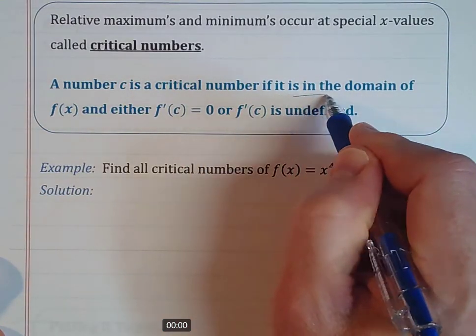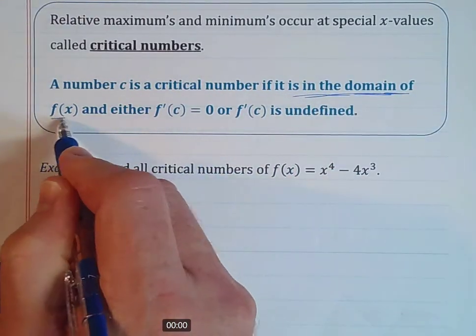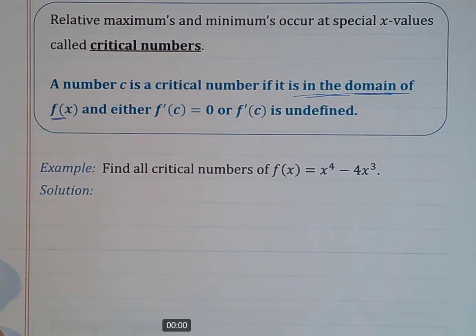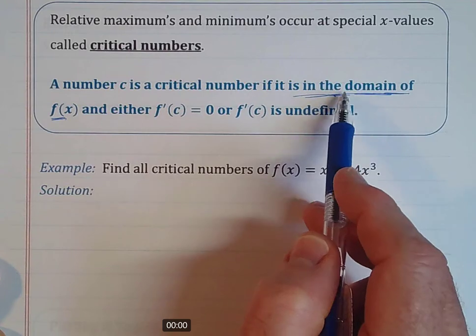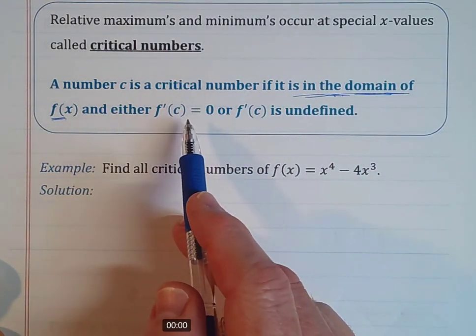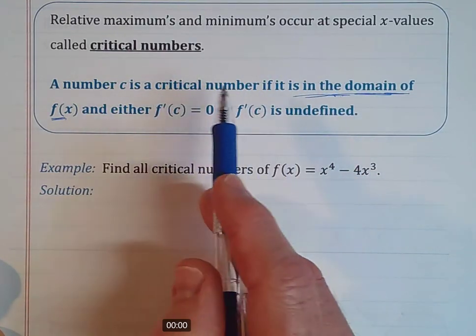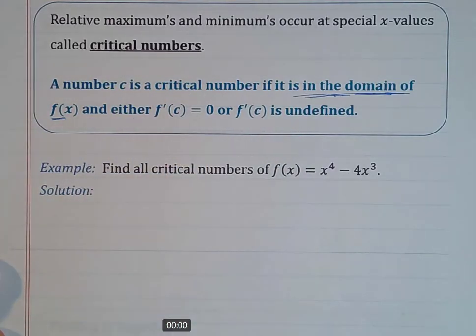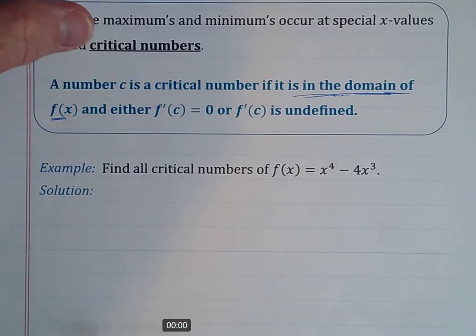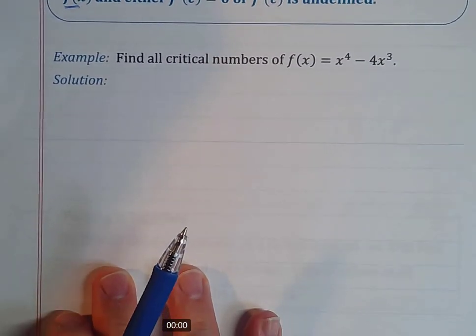One is that it's got to be in the domain of the original function. c has to be a number that you could throw into the original function, and it doesn't cause any kind of problems, like zeros in denominators or negatives under square roots or anything like that. So it's got to be in the domain, and it's either where the derivative is undefined or where the derivative is equal to 0. So let's go in here and we're going to find all the critical numbers.